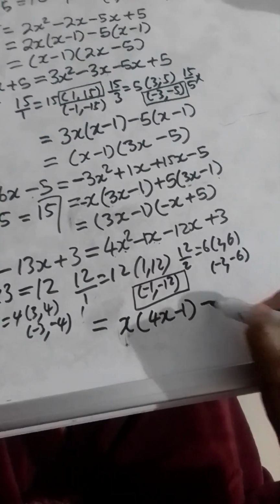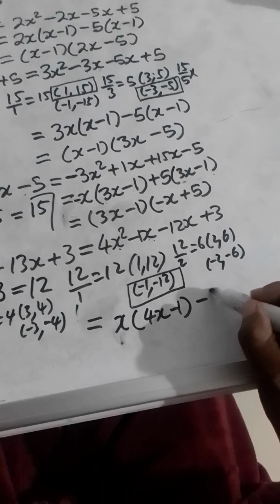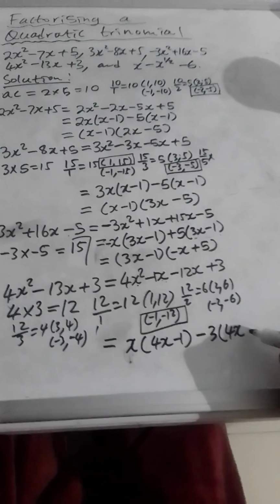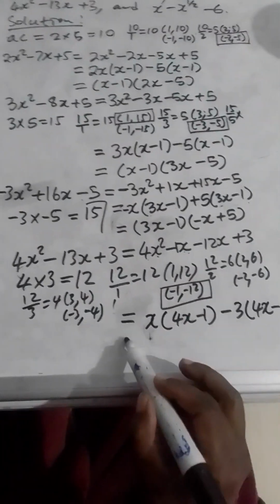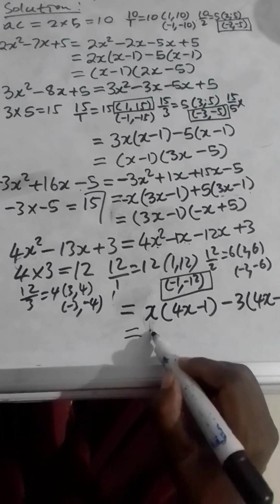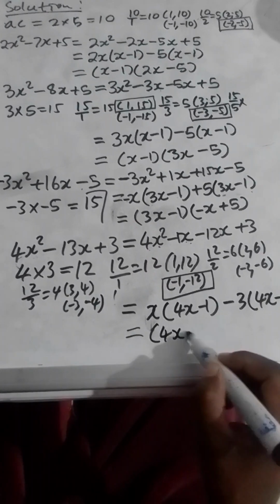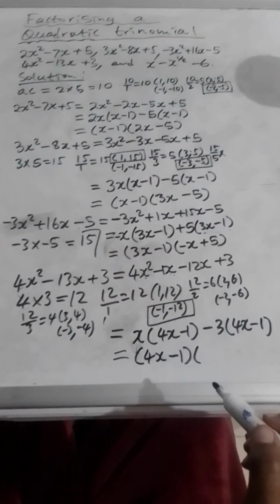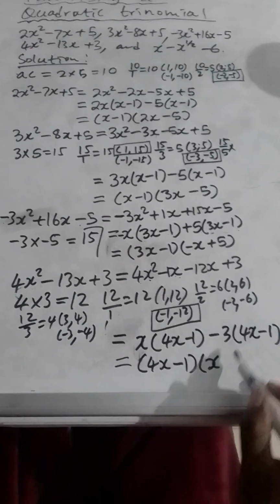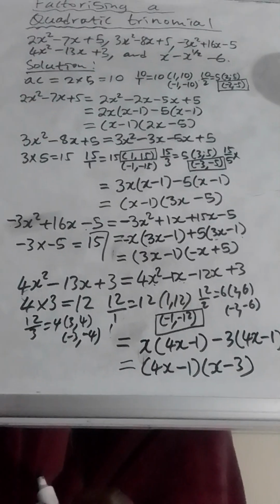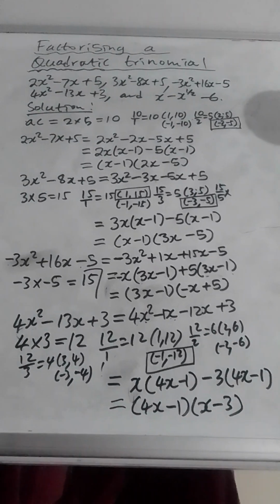Then here we have minus. I'm just going to write the minus there. The highest common factor here is 3. So we're going to have 4x left, and then here we're going to have negative 1. Negative 1 times negative 3 will be positive 3. So we have factorized now. This is a common binomial factor once again. So if we take it out, we're going to have this. If you take it out here, you're left with x. If you take it out here, you're left with minus 3. And so we have factorized the fourth one.